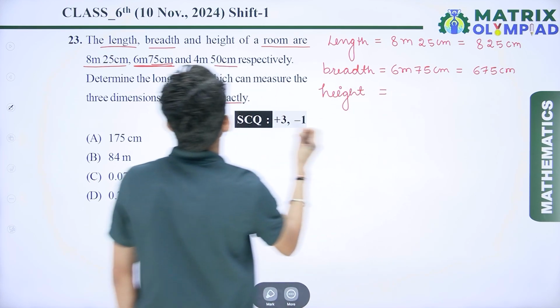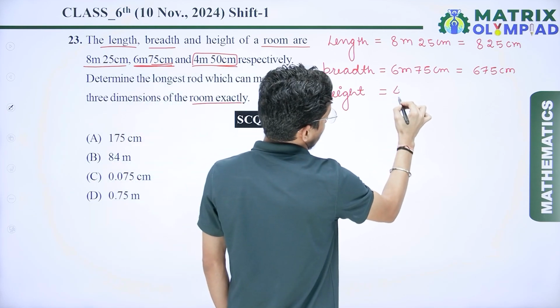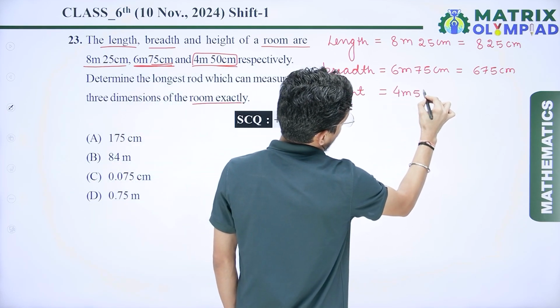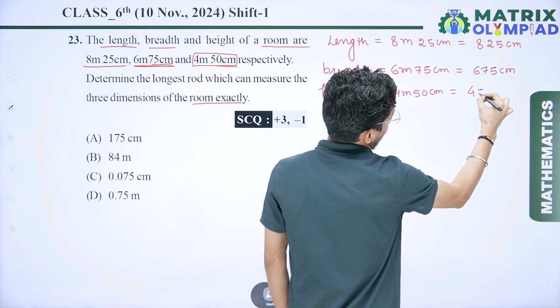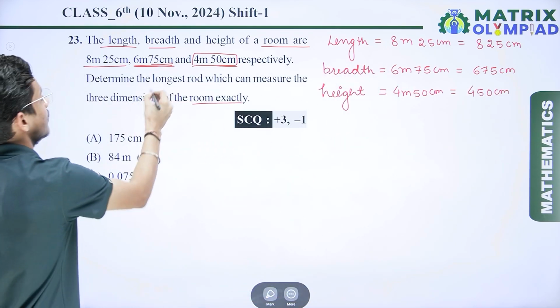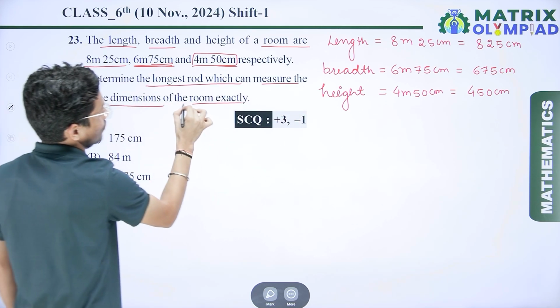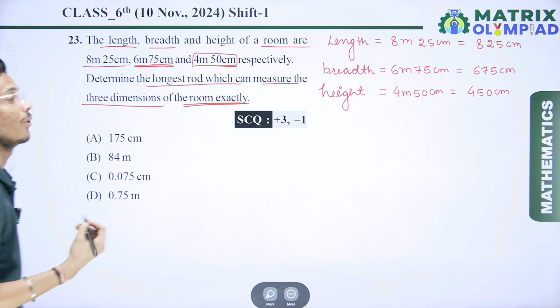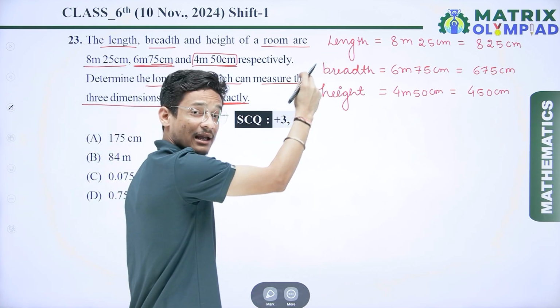Height of room, that is 4 meter 50 centimeter. So here I can write 4 meter 50 centimeter. It means 450 centimeter. And we have to find here the longest rod which can measure the 3 dimensions of the room exactly. So for the longest rod we have to find the HCF of length, breadth and height.